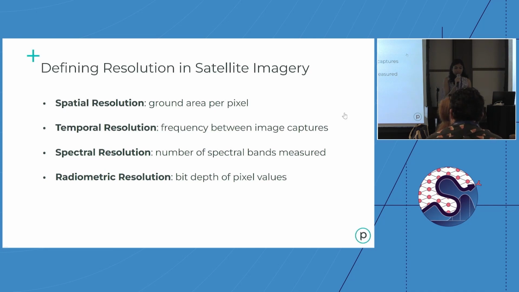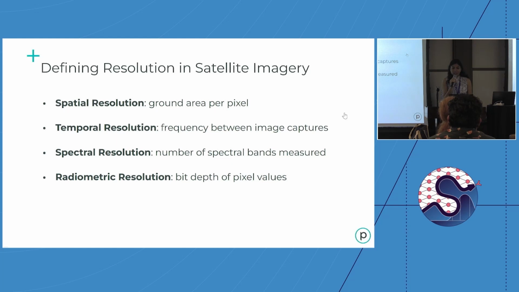You also have temporal resolution, which is the frequency between image captures. So say you went to the beach in 2018, and then you went in 2020 right before COVID hit, and then now you go to the beach again this year. Your temporal resolution would be every 2 years or so, and that's how often you would capture those images.